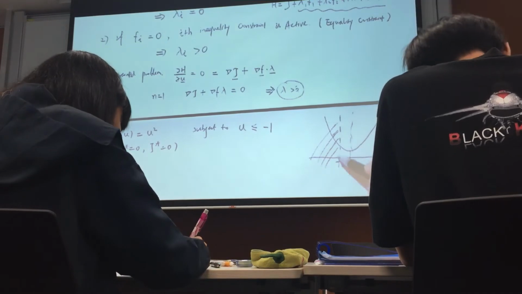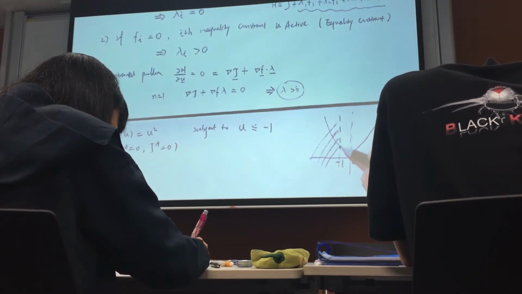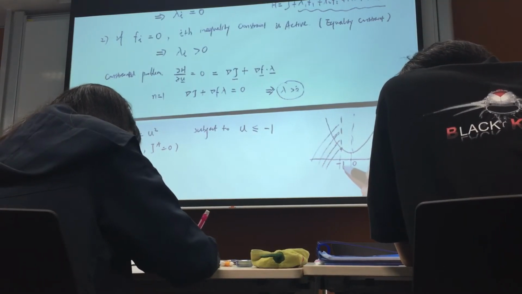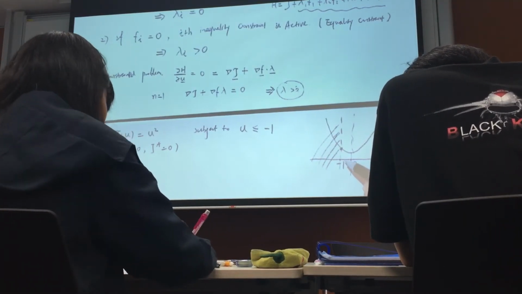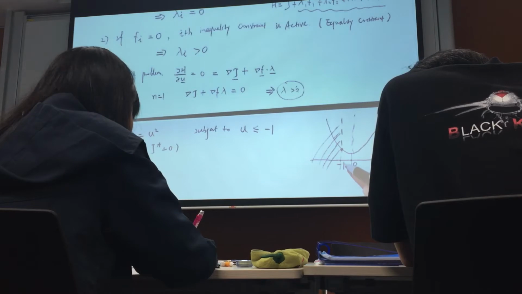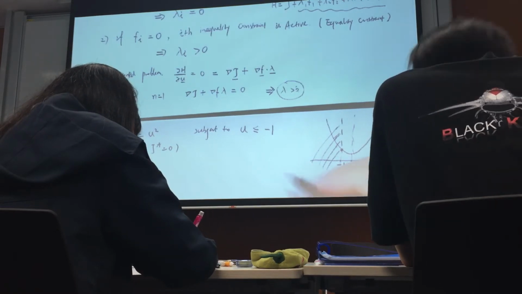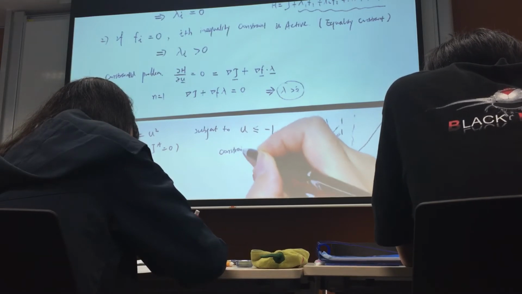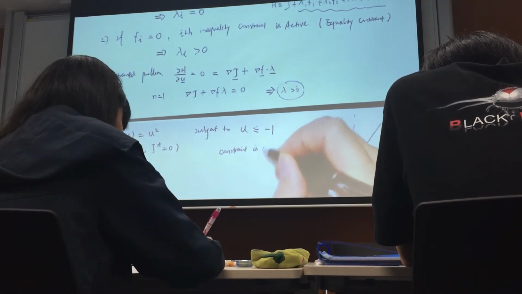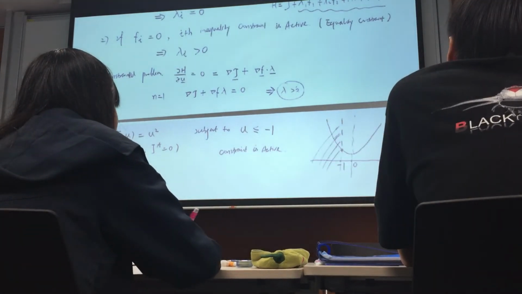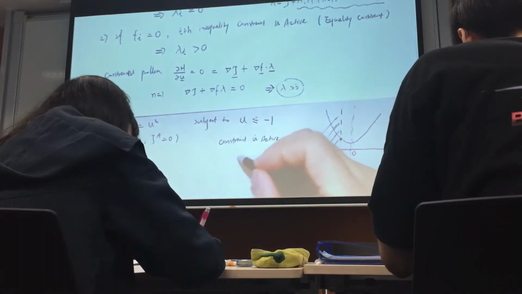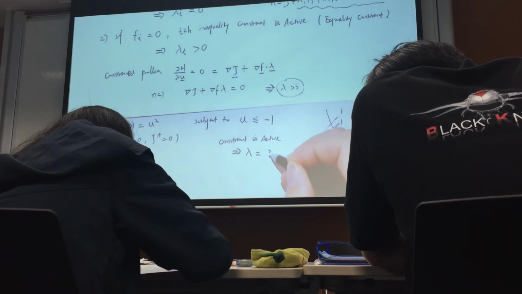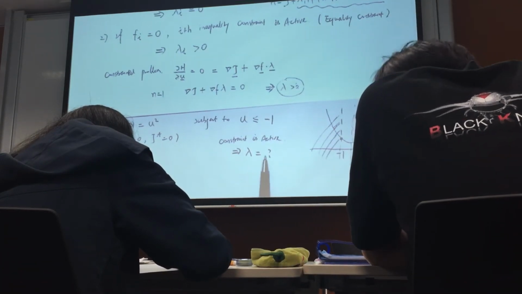So in this case, we know this constraint is active. So now let's check what the value of lambda is. Let's decide whether lambda is positive or negative.